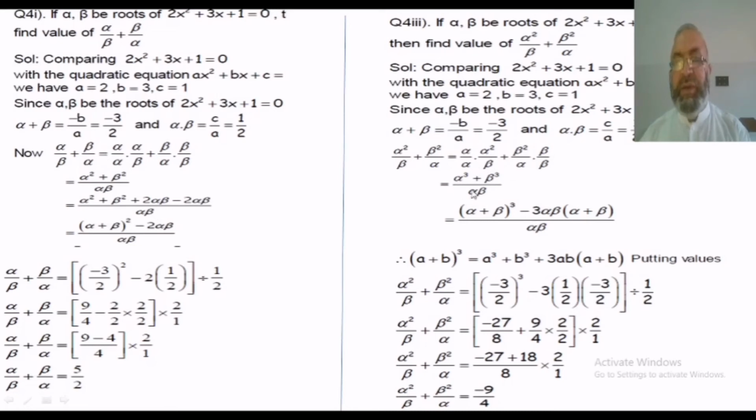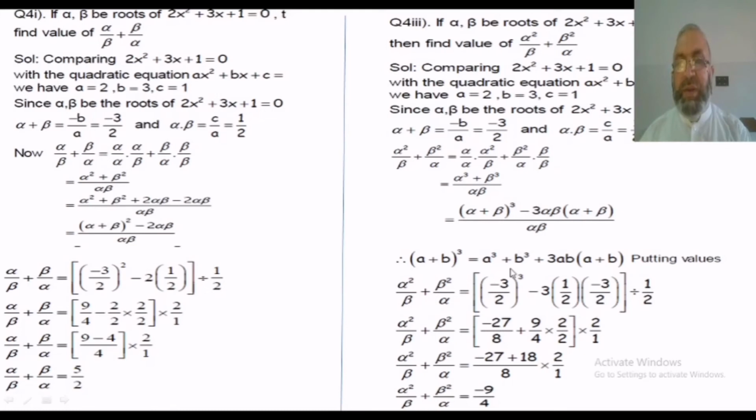Now change alpha cube plus beta cube into sum and product form. We can write this in the form as we have proved earlier. Alpha cube plus beta cube is alpha plus beta whole cube minus 3 alpha beta into alpha plus beta. So this expression is changed to sum and product form. Now I'm putting the values of sum and product.